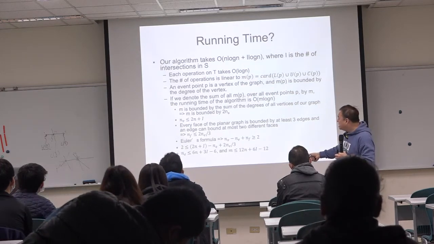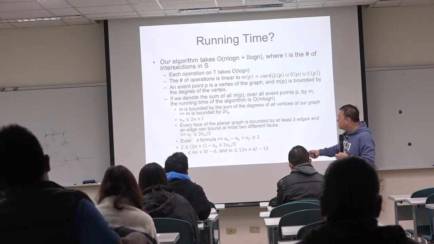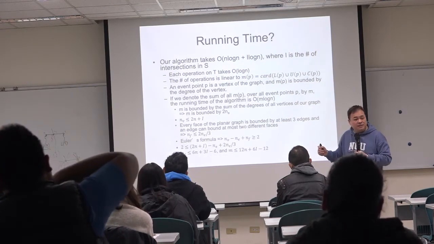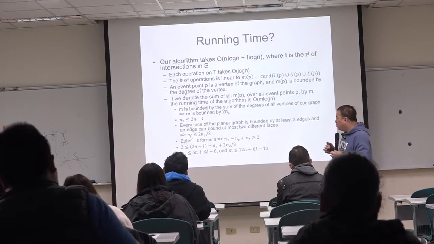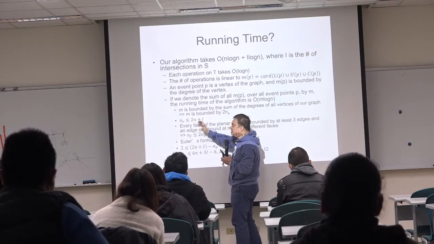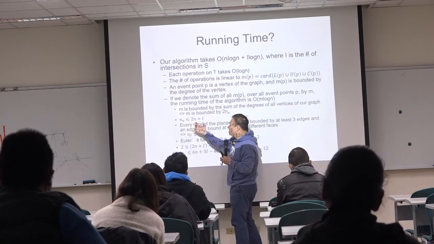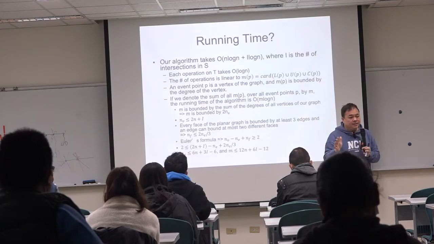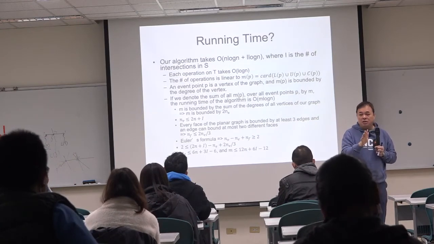So why do I say it's smaller or equal to? Because those intersections could happen at an endpoint, right? So when you say 2n plus I, it actually may be bigger than the event point set, right? Right? So far so good. Are you guys with me?